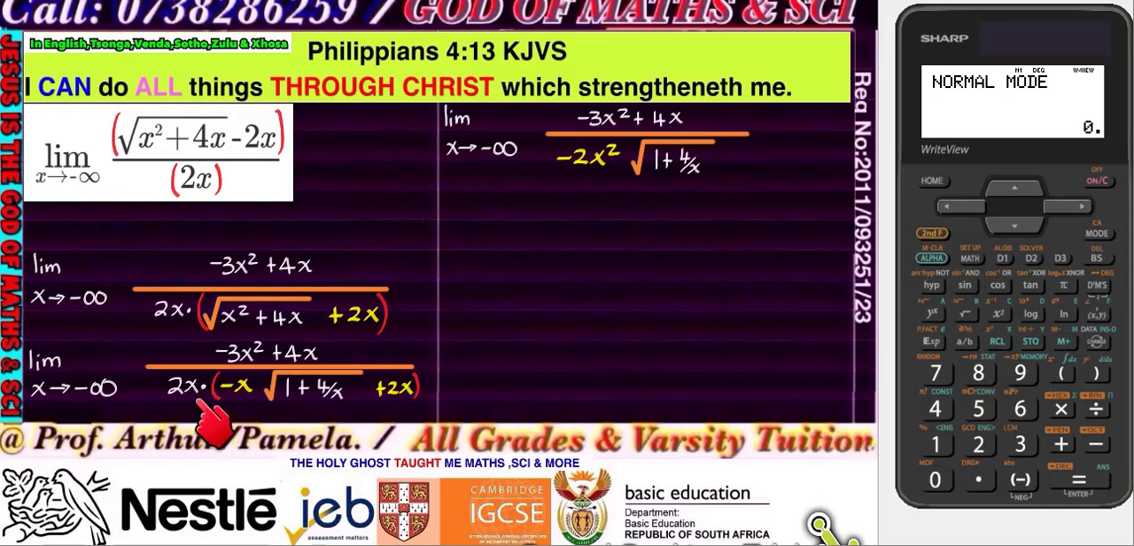The 2x must multiply that 2x. It's going to be positive 4x squared. Is that right? Yes, positive 4x squared. Perfection. Now we can check and say, we need to divide everything by the x that has the highest degree at the bottom. It has to be x squared. Can you see we're dividing top and bottom by x squared?